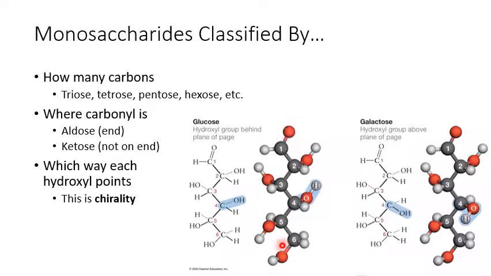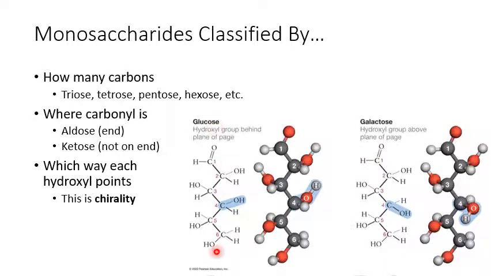You have 2 different sugars here, glucose and galactose. These are both hexoses because they have 6 different carbons. And they're also both aldoses because their carbonyl groups are at the end. So then also that carbon that's at the end that has the carbonyl group, that's going to be your first carbon, and then you number from there.